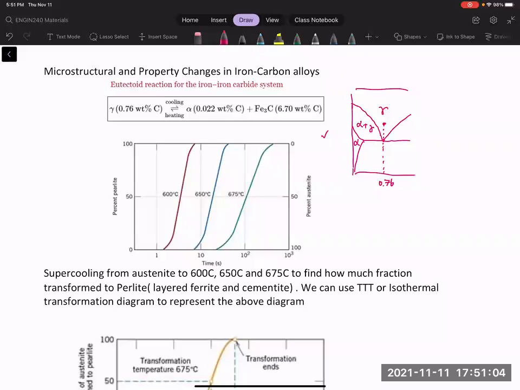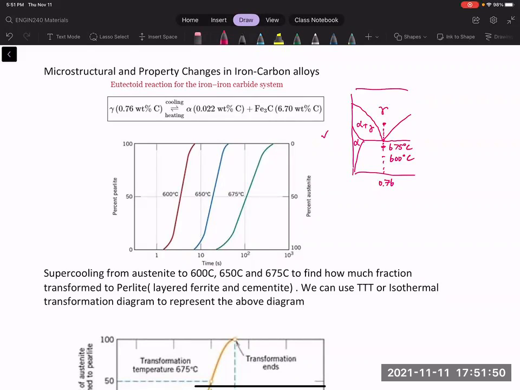Then you start to cool it. Let's say I cool it and make it super cool to this temperature. This is not the eutectoid temperature; it is a temperature lower than that. Let's say this is 675 degrees Celsius. Or you lower it to another lower temperature, like 600 degrees Celsius. Then you're going to get a graph for each one of them. And we measure how much time it takes for a certain amount of the material to be transformed into pearlite, right?